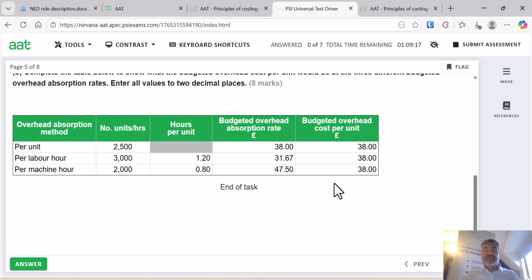Okay, well that brings us to the end of task 4, a combination of cost behaviour and understanding absorption costing and how overhead absorption rates actually work.